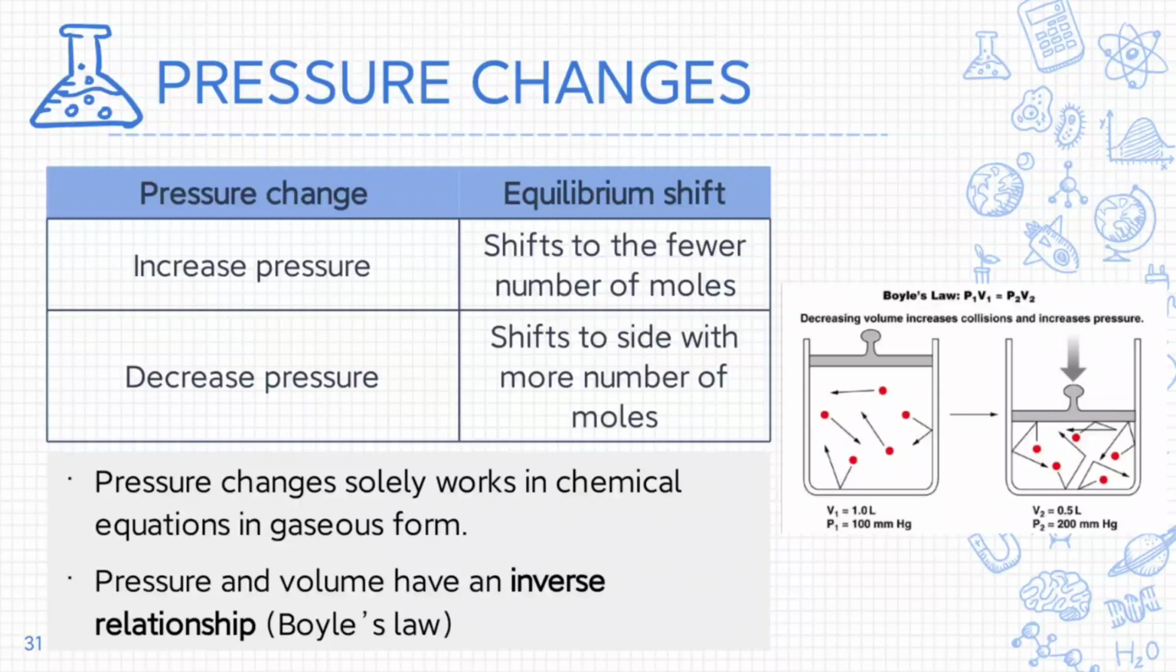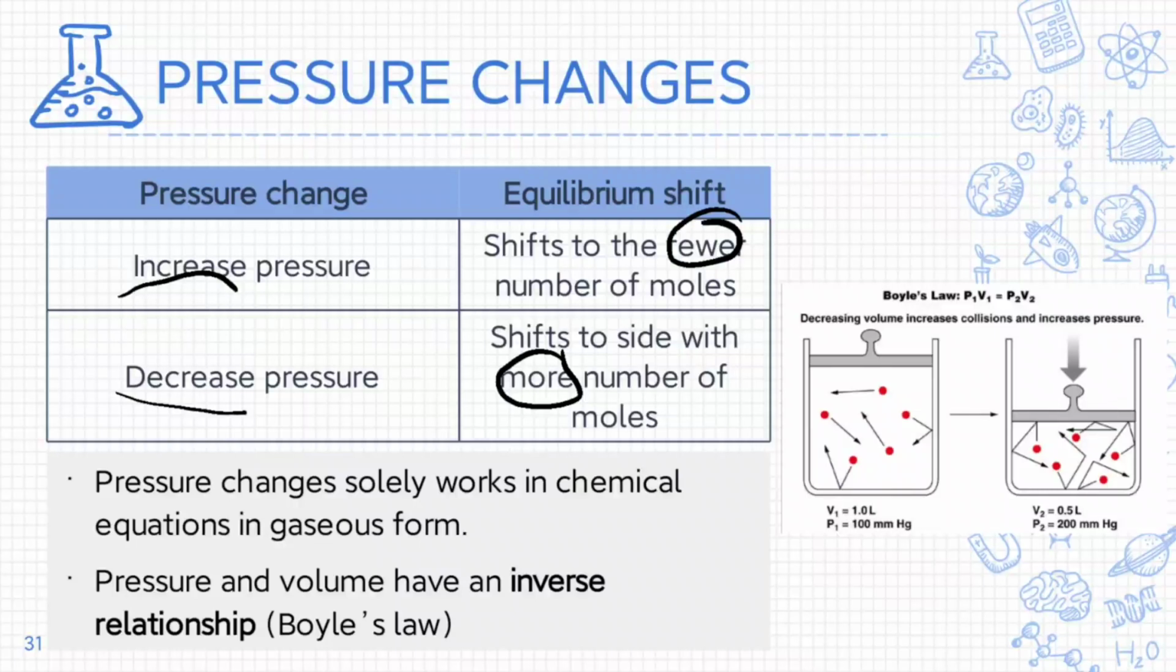In pressure change, if you increase the pressure, the equilibrium will shift to the fewer number of moles. If you decrease the pressure naman, it shifts to the side with more number of moles. So, increase, fewer number of moles. Decrease, more number of moles. In this case, you count the moles for each side. Ganun mo lang i-base yung pressure change.